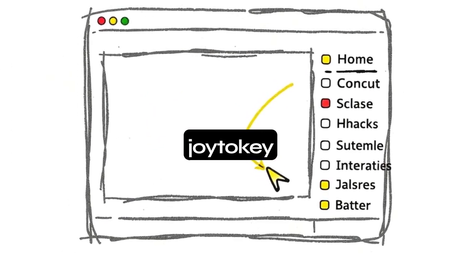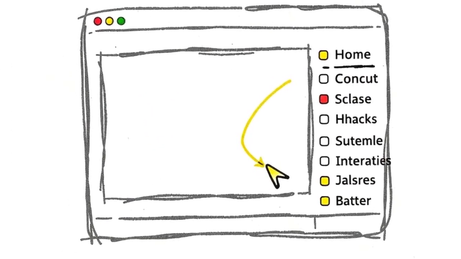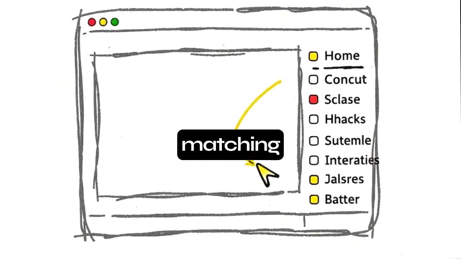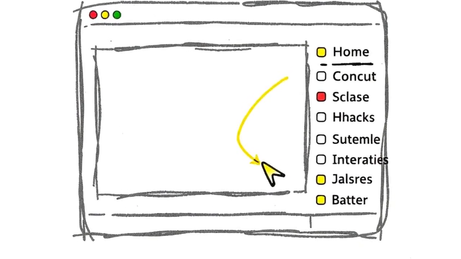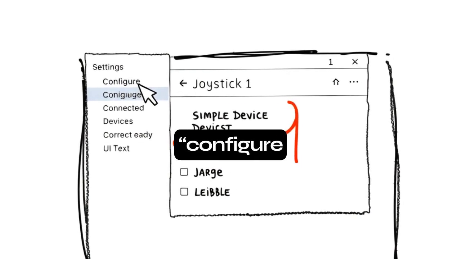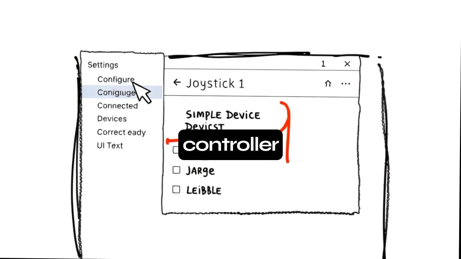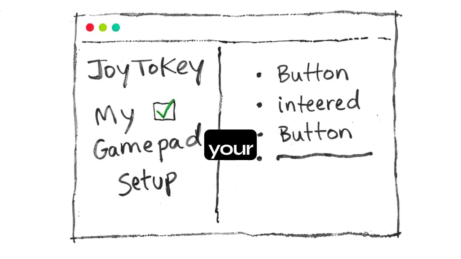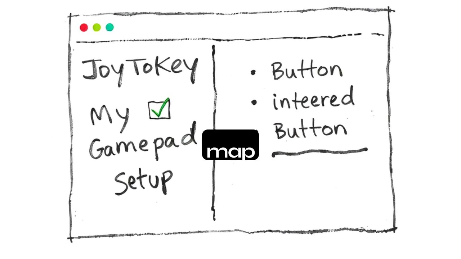Now, check that JoyToKey detects your controller. Move the joystick or press a button. On the right side, the matching entry should flash in yellow. If nothing lights up, go to the top menu, click Settings, then Configure Joysticks, and make sure your controller is selected as Joystick 1.